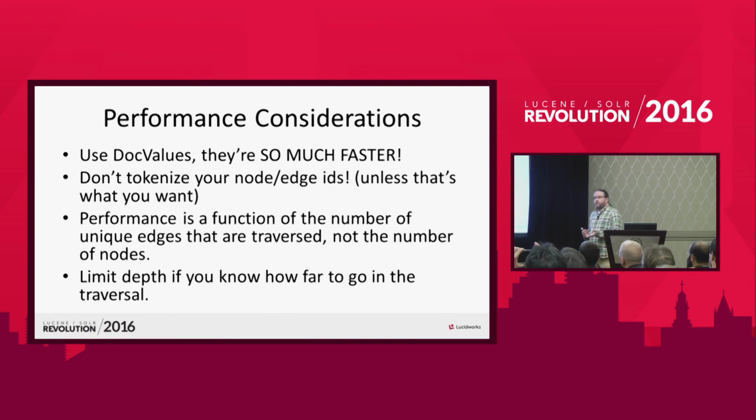So there are a couple things when you set up your schema that you probably want to do. Doc values, of course, the community knows it, loves it now. They are so much faster. You don't need them turned on, but they're much faster. And you'll see actually your graph traversal will probably be 3 to 4 times faster if you enable doc values. It is unlikely that you want to tokenize your node and edge IDs. So unless you really want to do it that way, you probably don't want to tokenize those. So leave them as strings, untokenized, and turn on your doc values.